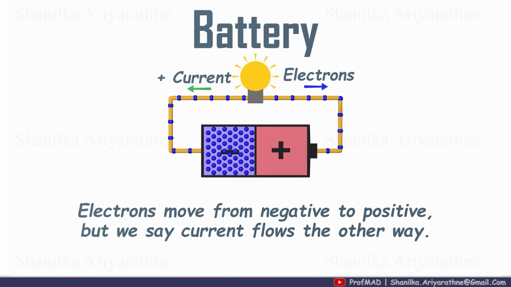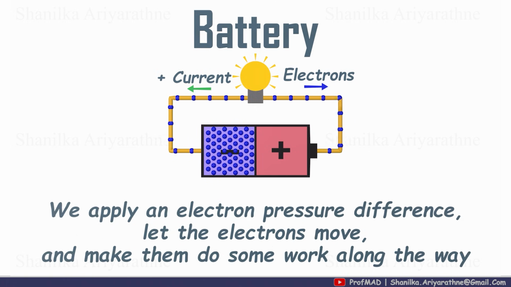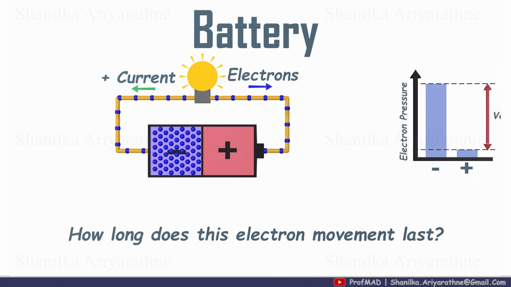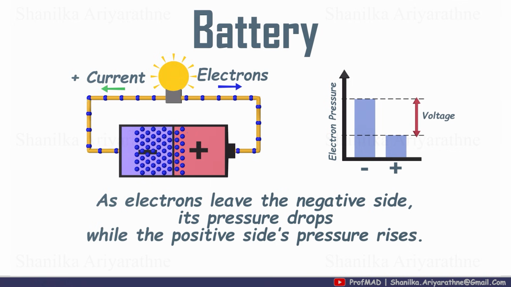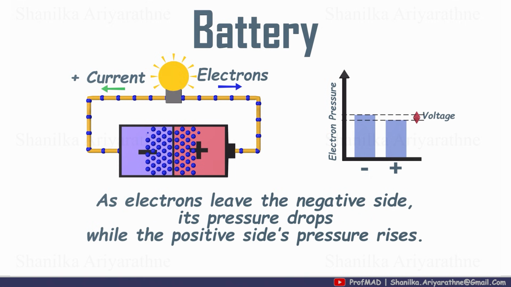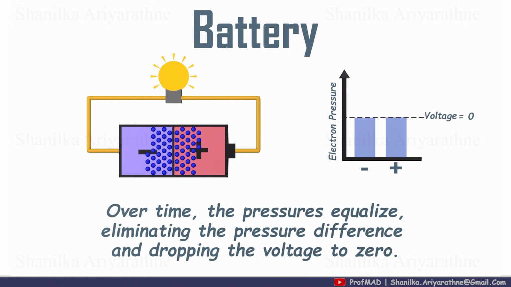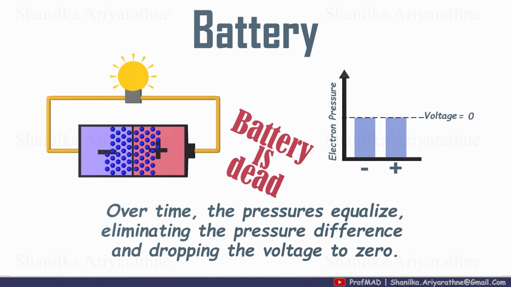In electronics, that's exactly what we do. We apply an electron pressure difference, let the electrons move, and make them do some work along the way. Pretty clever, right? You might be wondering, how long does this movement last? As electrons leave the negative side, its pressure slowly drops, while the positive side's pressure builds up. Eventually, both sides balance out, the voltage falls to zero, and that's when the battery is dead.